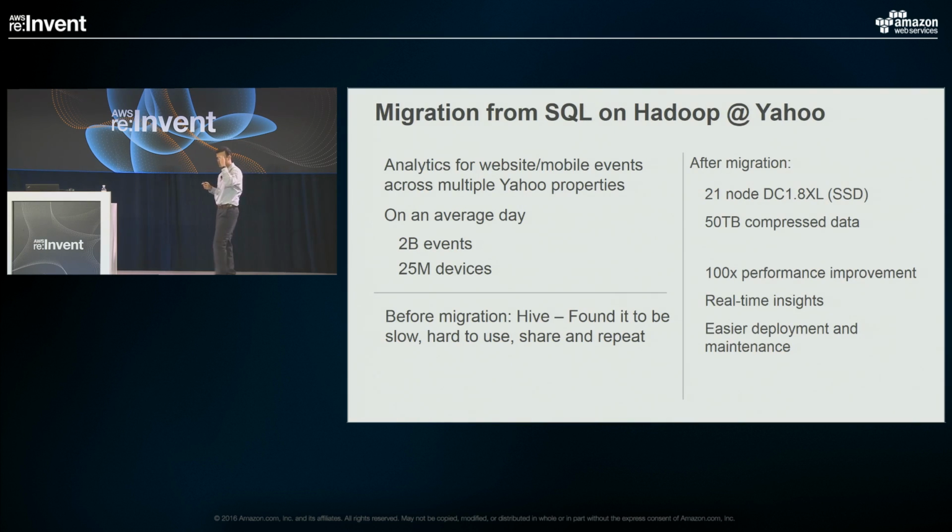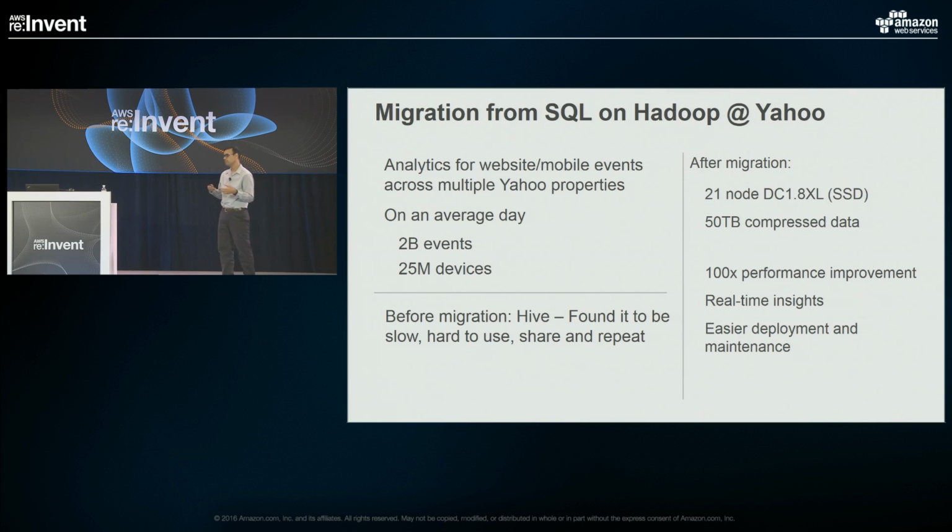So another example is Yahoo. So they have migrated some of their workloads from SQL on Hadoop to Redshift. So Yahoo, as you know, operates lots of properties across mobile and web, and so they generate a lot of data across these properties. So for one workload, on an average day, they have 2 billion events spread across 25 million devices. And so they were using Hive.